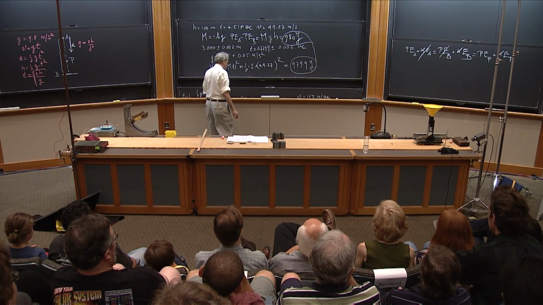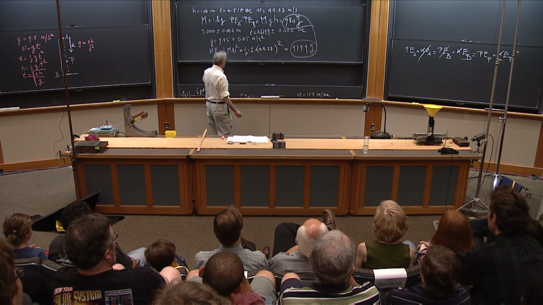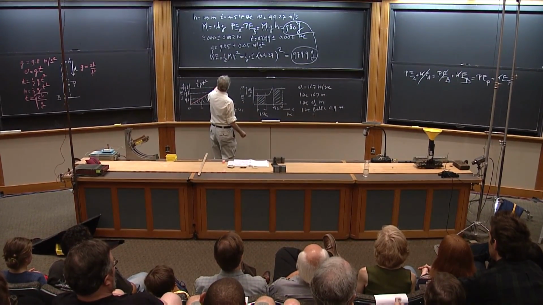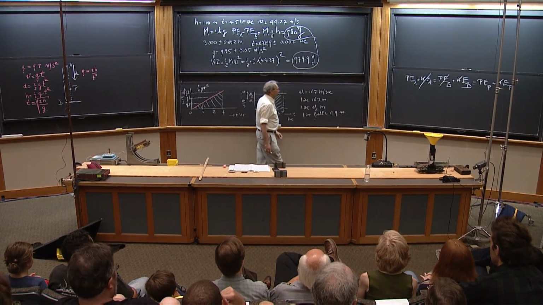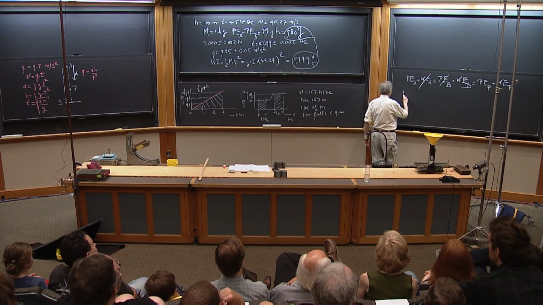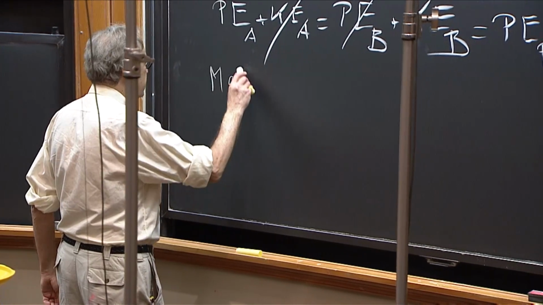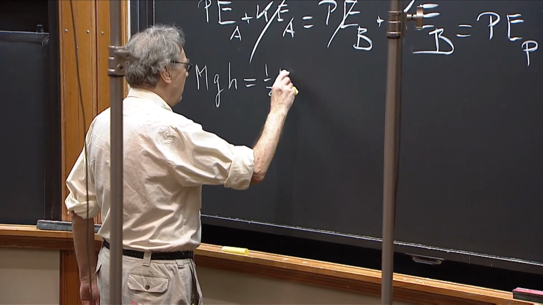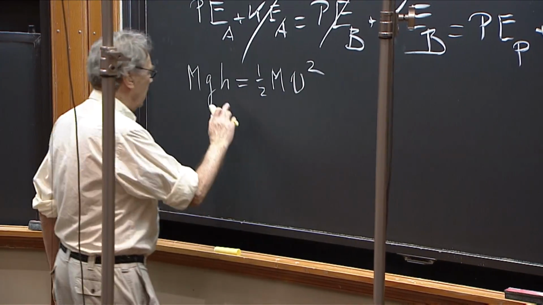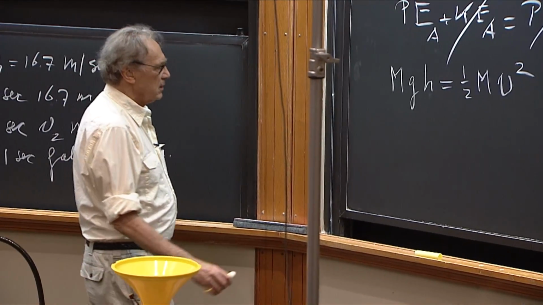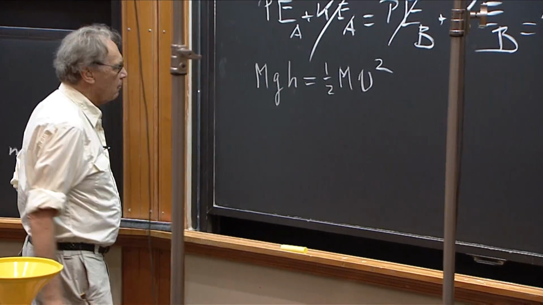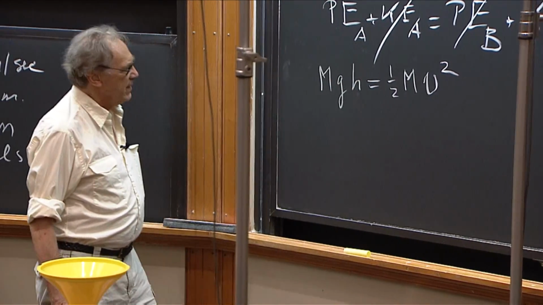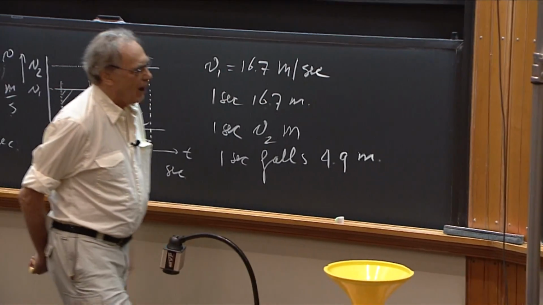If I go back to that amazing coincidence, I will rewrite it. That amazing coincidence that mgh equals 1/2 mv squared. Remember, this was the 100 meters. This was the 1 kilogram. This was the potential energy at A. This is the kinetic energy at B. So I can also write it down in this form.